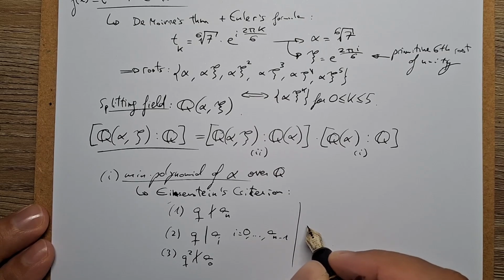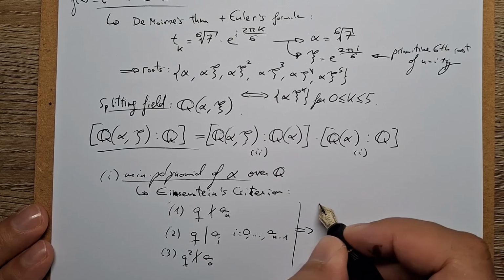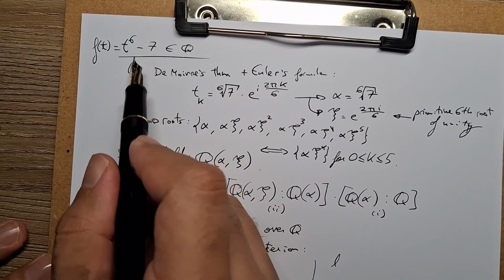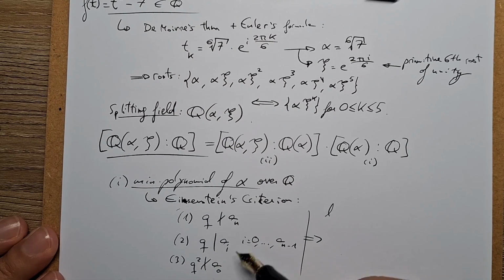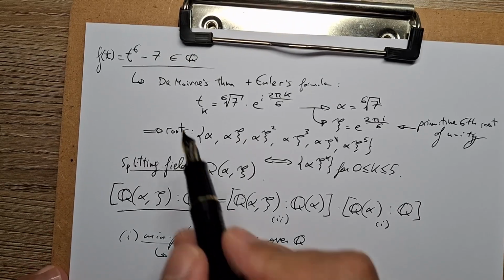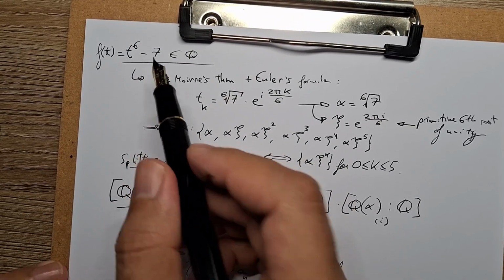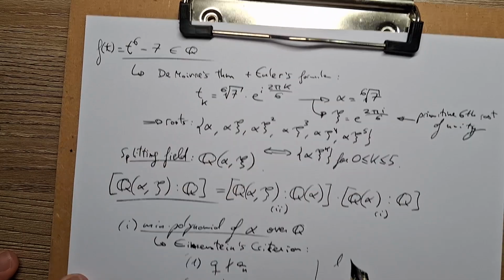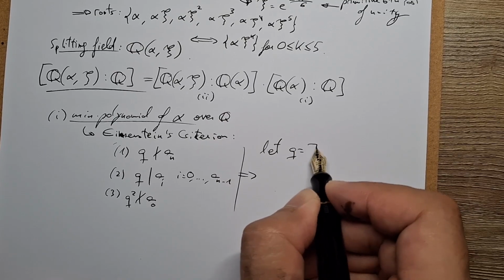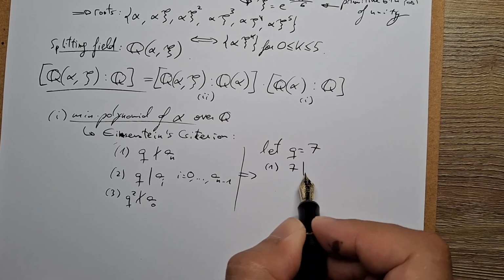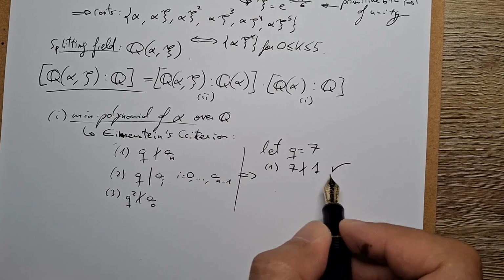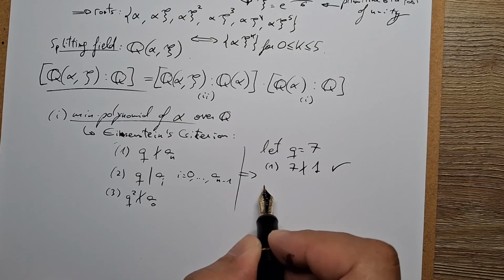Okay, let's use this. So we know that this is the polynomial that we are analyzing. We will need to find these relations. We can already smell that if we use 7 as q, things might fit. Other numbers might not, but 7 looks like a good candidate. So let's use that. Let q equal 7. Then the first one is: 7 does not divide a sub n, which is 1. Okay, check, pass. This is true. It's not a divisor.